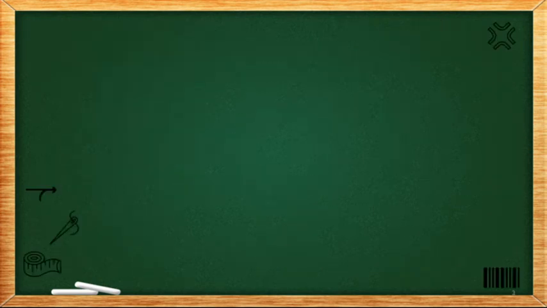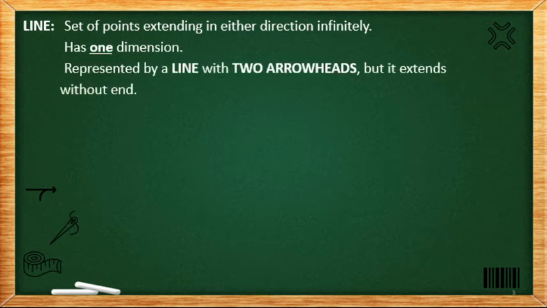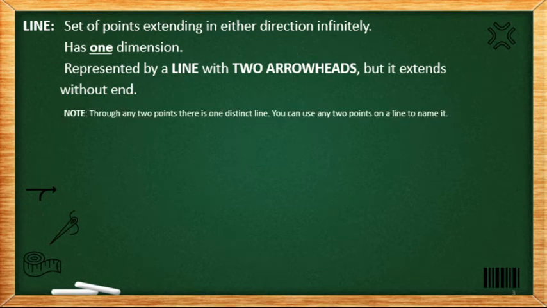The next undefined term is line. Line is a set of points extending either directions infinitely. So, pag sinabi natin either directions, either from left to right, up and down, or increasing, decreasing. Has one dimension, represented by a line with two arrowheads, but extends without end. Yun ang purpose ng two arrowheads niya. Note, through any 2 points, there is one distinct line. You can use any 2 points on a line to name it. Ibig sabihin, if we have given 2 points, we can determine exactly one line. Again, pag meron tayong dalawang points, we can determine exactly one line.